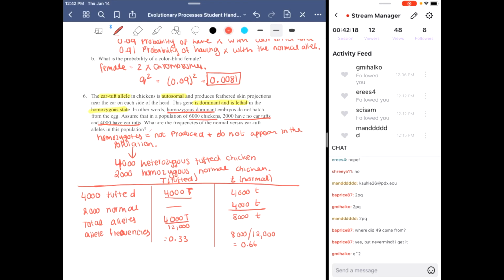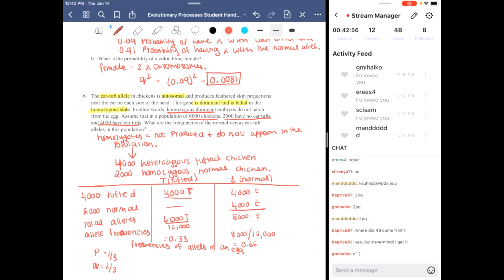So if these are in Hardy-Weinberg equilibrium, we would expect a ratio of little p equals 1 over 3 and q equals 2 over 3. And for the frequencies of alleles in an egg, it would be, let's do it another way.